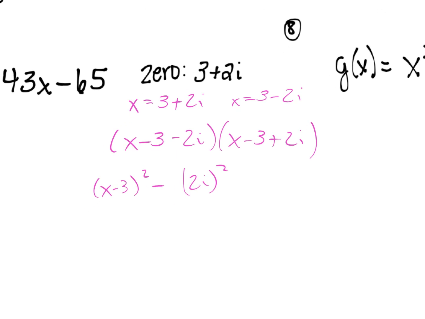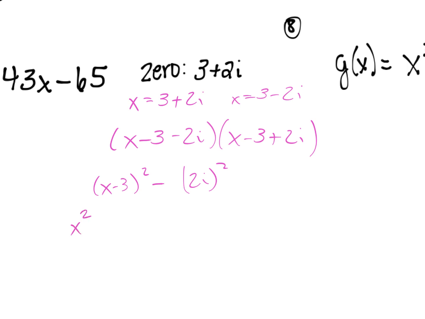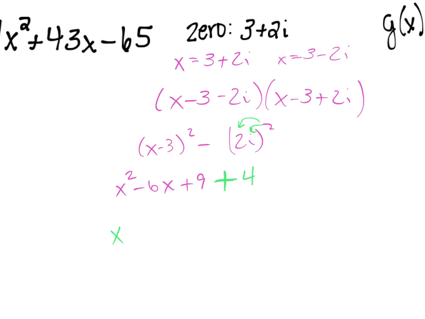So when we FOIL this out, x times x is x squared. Negative 3x plus negative 3x is minus 6x. Negative 3 times negative 3 is plus 9. And then I have a minus sign. Remember, this 2 goes to both the 2 and to the i. So 2 squared is 4, and i squared is what? Negative 1, so this is going to become plus 4. So I end up with x squared minus 6x plus 13.